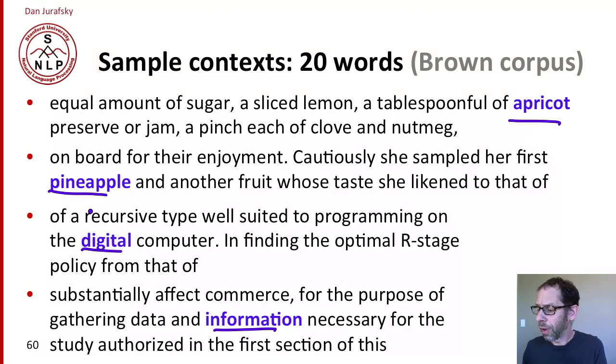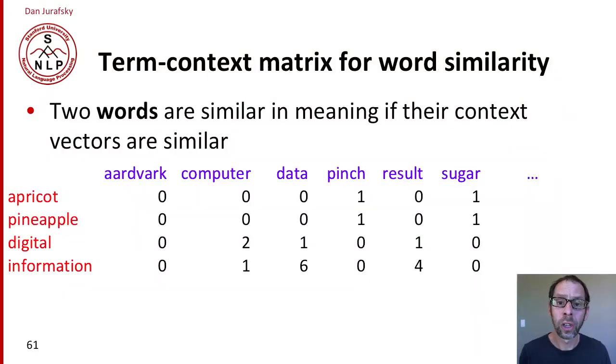So from the various documents, examples I've grabbed from the Brown corpus, some examples for each of these words looking like these examples, I can compute little counts, and I can build myself the term context matrix. So here's the term context matrix for these 4 words: apricot, pineapple, digital, information.